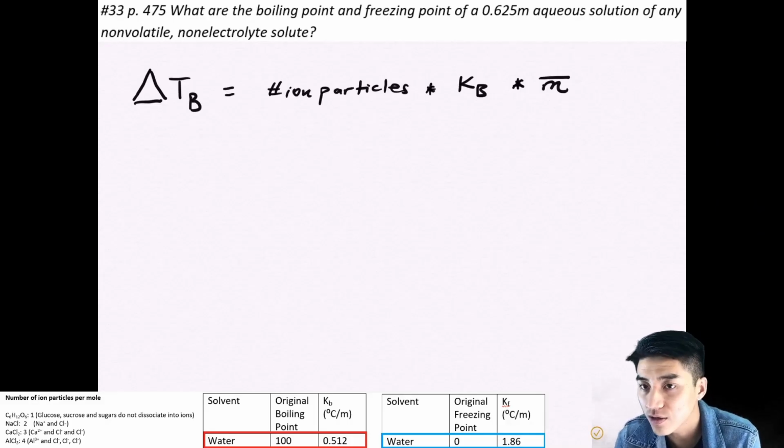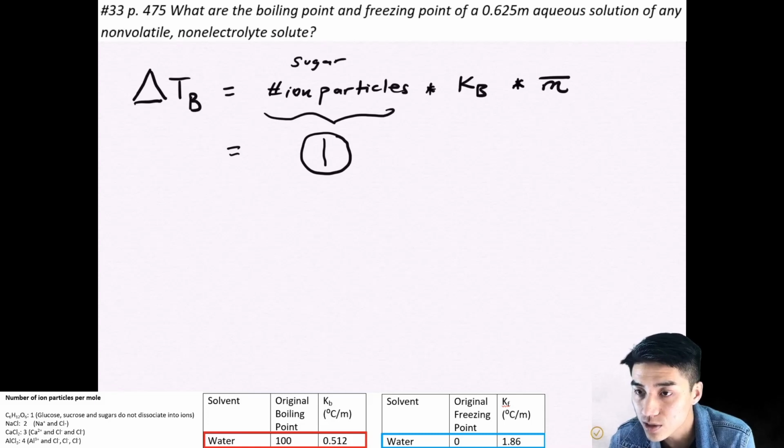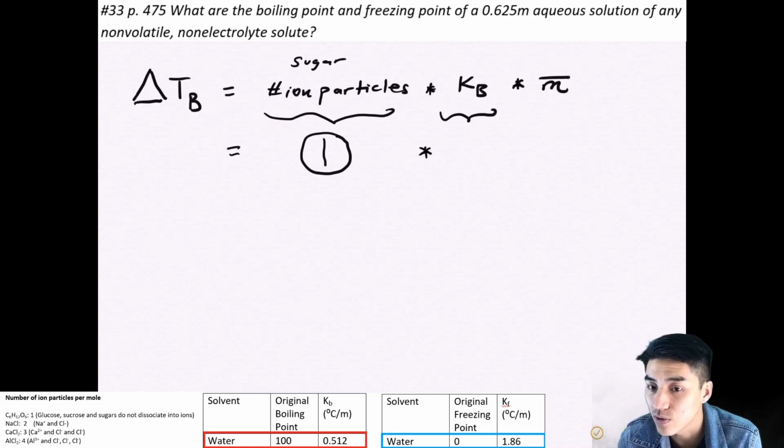Let's go over this problem together. This is number 33 on page 475 of your textbook, and it reads, what are the boiling point and freezing point of a 0.625 molal aqueous solution of any non-volatile, non-electrolyte solute? If you recall from my salt sugar screencasts, a sugar solution is a non-electrolyte. So that means for the number of ion particles, I will plug in a 1. I know that it's 1 because glucose does not break up into a bunch of individual ions, and you can find it there in the lower left of the screen. So that's why I plug in a 1.